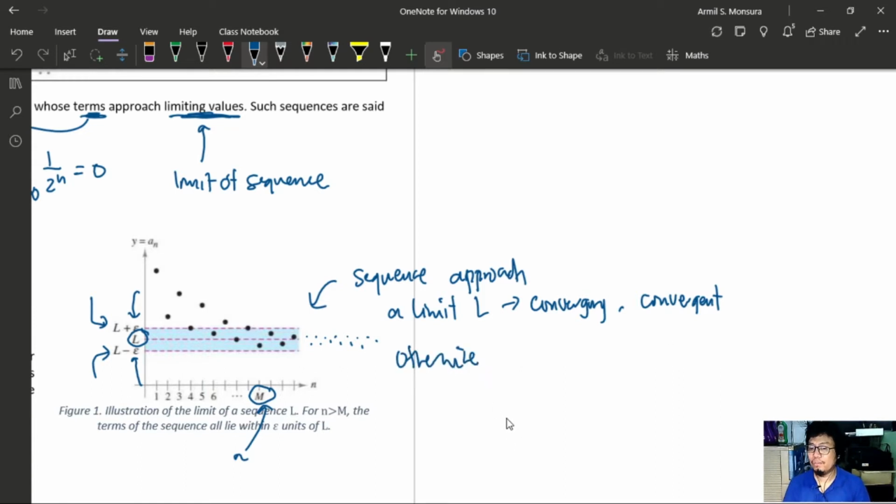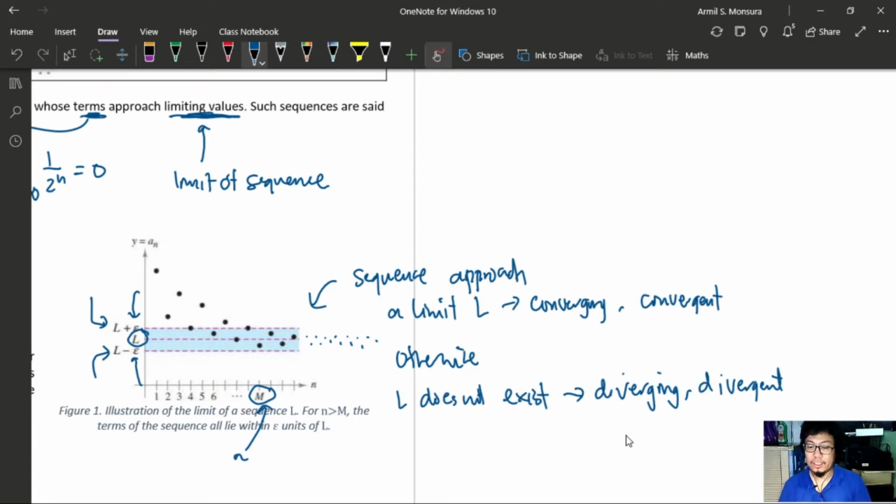Otherwise, if L does not exist, or if we can show that the terms of your sequence do not stay within a very small band of numbers within L, we say that the sequence is diverging. Again, diverging is the action word. Diverging, or is said to be divergent.